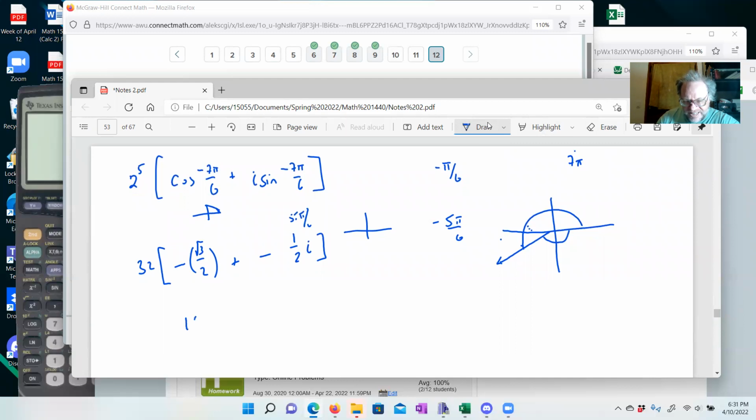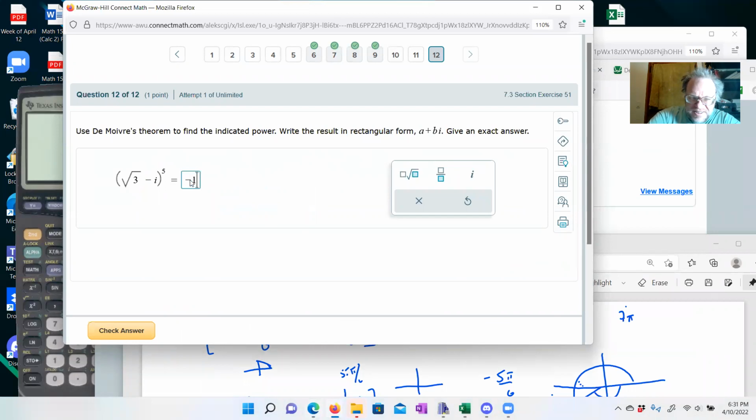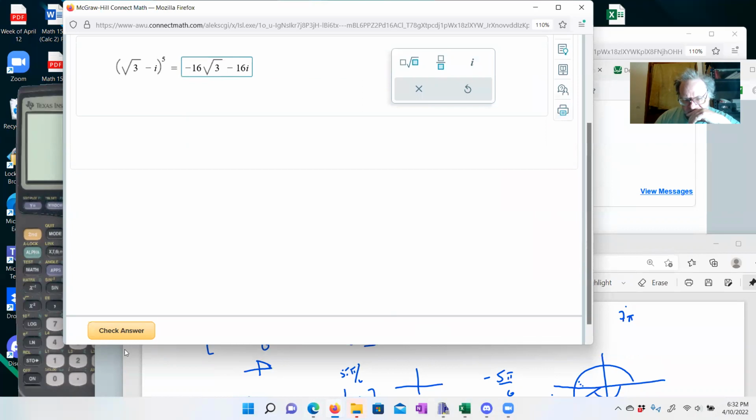We're going to get 16 root 3, negative, of course, minus 16, right? 16 times 2 is 32. It's 16i, right? And that's going to be our complex number back into Cartesian format. Okay, so this is going to be negative 16 square root of 3, all right, minus 16i. And that should do it for us.